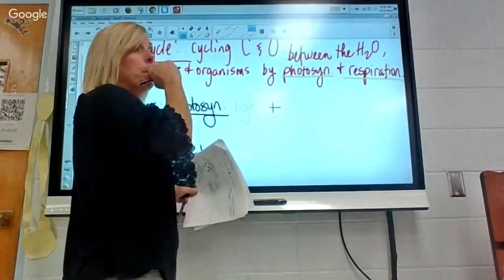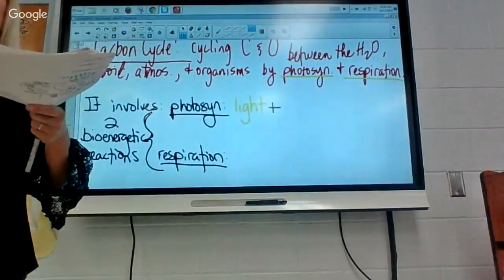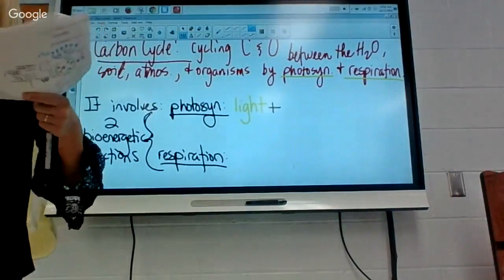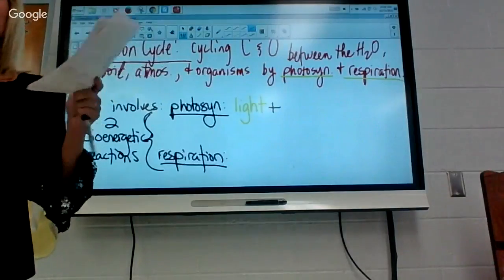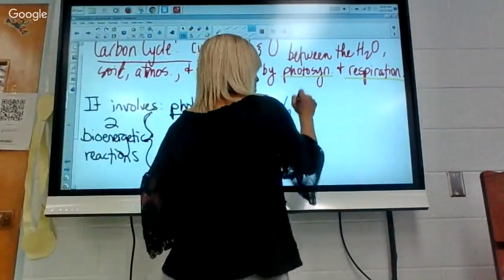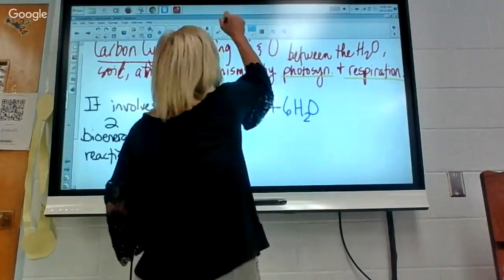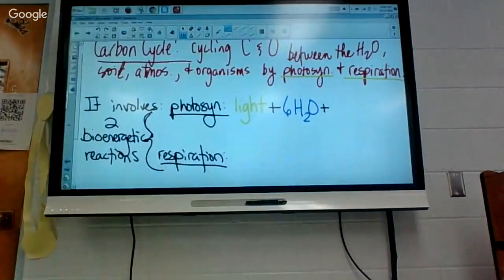The sunlight's captured by the chloroplast, by the leaves. Okay, but then what else came up through the roots? Water. How many? 6. So 6 waters. It's a recipe. So we're going to put 6 waters. Plus, now it's time to add something else.